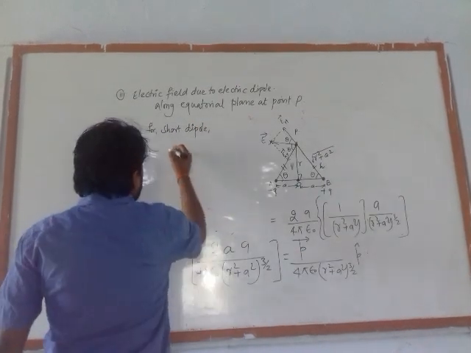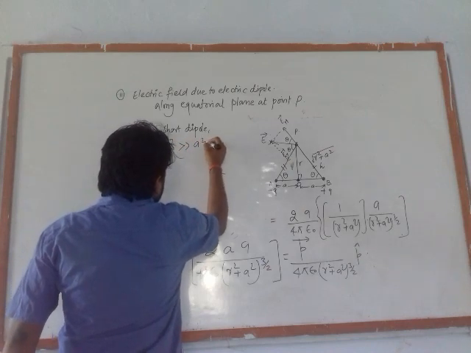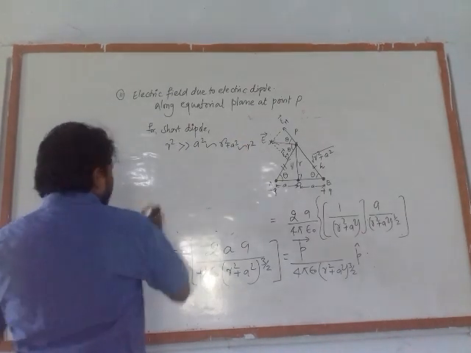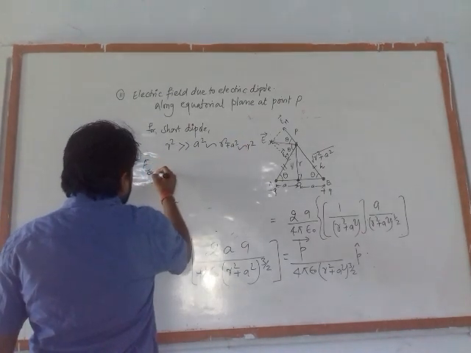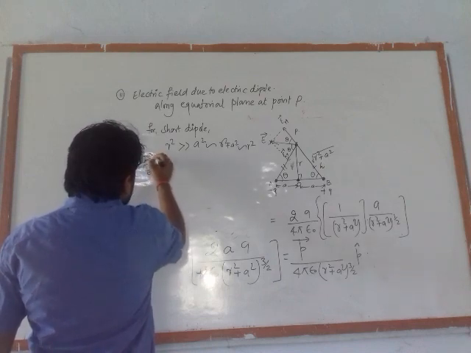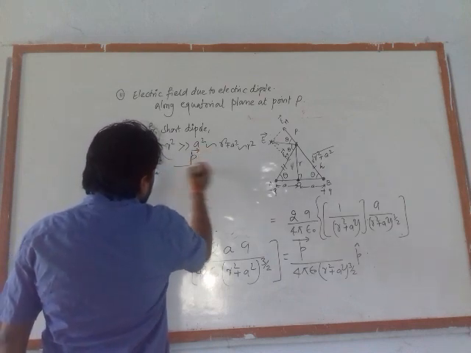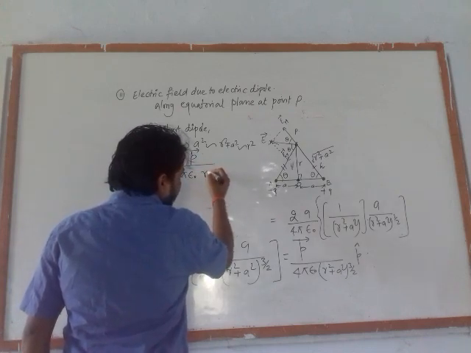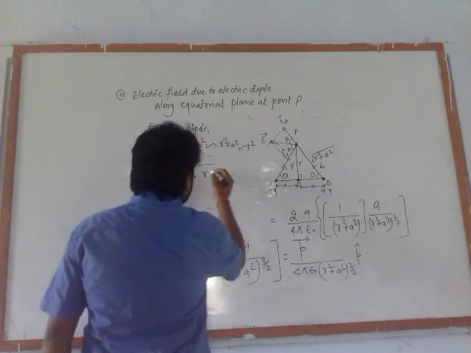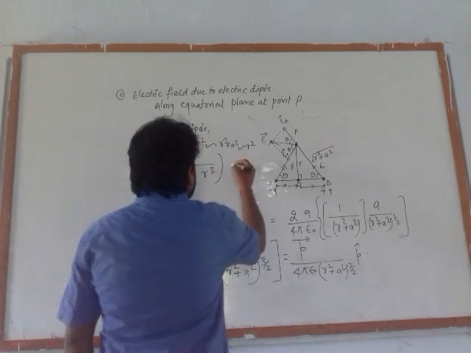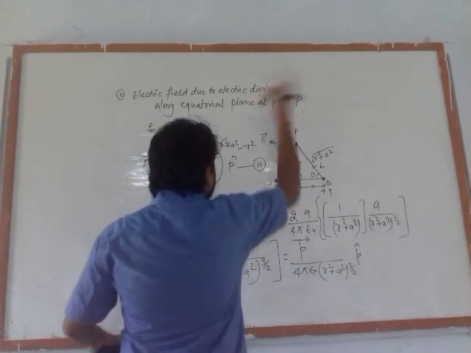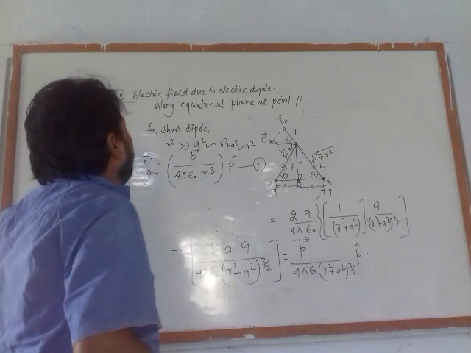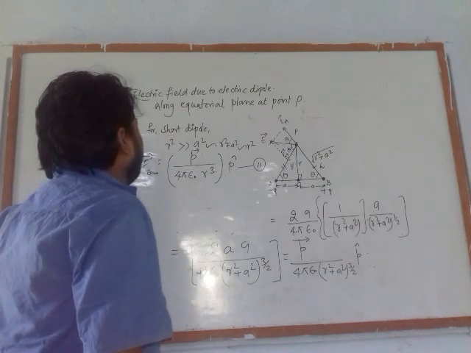For a short dipole, r square is very much greater than a square. This implies that r square plus a square is nearly equal to r square. Then the value of E equatorial, I am writing as E_EQ vector equals dipole moment p divided by 4 pi epsilon naught, and then the r square cancels, so it will be r cube, with unit vector q. This is equation number 2, and the previous one you can keep as equation number 1. Now this is your final result for the electric field due to an electric dipole along the equatorial plane at point P.